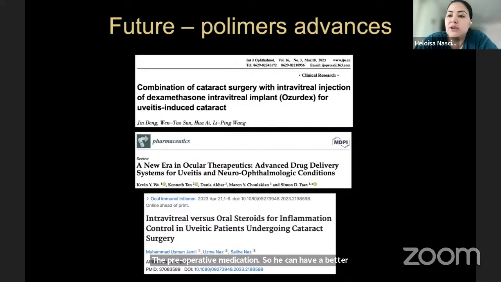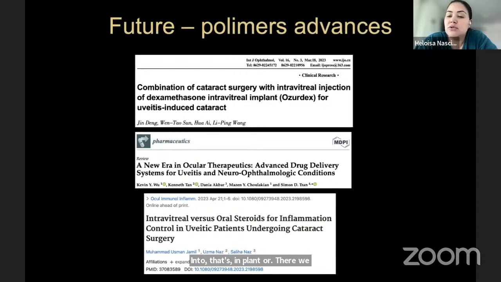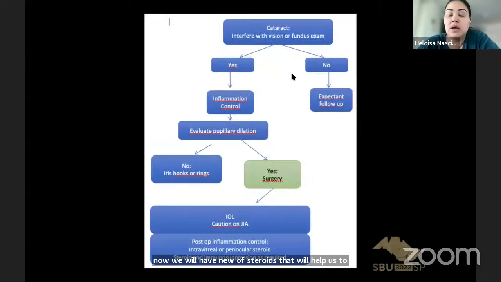But sometimes when the patient has cystoid macular edema, we can use intravitreal dexamethasone implant or periocular or intraocular triamcinolone together with the surgery. And I am sure that in the future, not so long from now, we will have new polymers of steroids that will help us to handle the cataract surgeries and uveitic conditions.